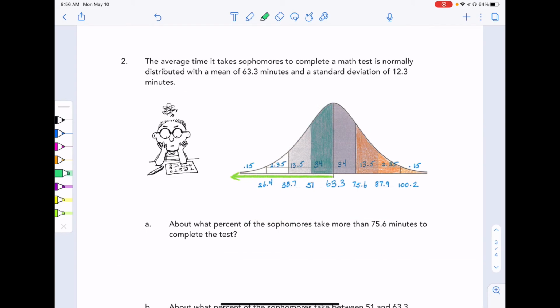Number 2 says the average time it takes sophomores to complete a math test is normally distributed with a mean of 63.3 minutes and a standard deviation of 12.3 minutes. That means our mean of 63.3 falls right here in the center of our curve. And every time we move up or down, we are adding our standard deviation of 12.3. So we're adding 12.3 or subtracting 12.3 for each of our standard deviations.